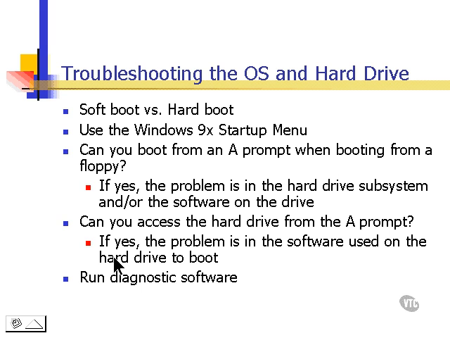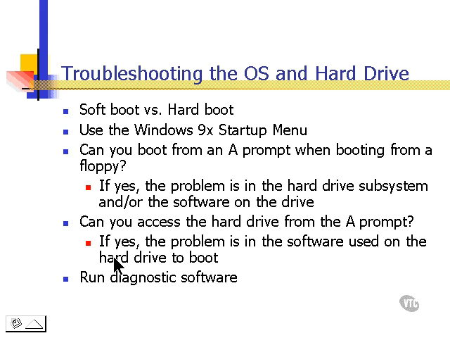Since the operating system is contained on a hard drive, troubleshooting the operating system involves determining whether we have a hard drive problem or a software problem with the operating system itself. The first thing that we can do if we suspect that we have an operating system problem is to try a hard boot versus a soft boot.